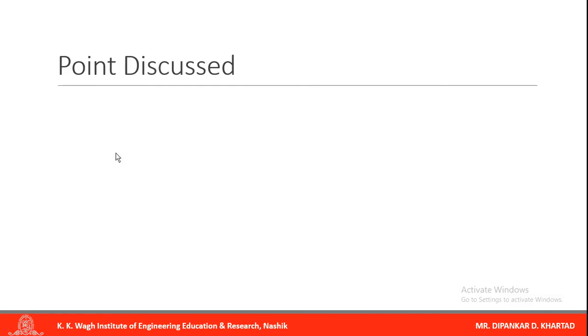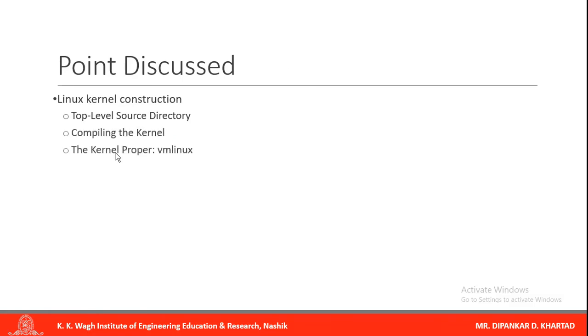Up till now we have discussed the Linux kernel construction. We started from the top level source directory, compiling the kernel, kernel proper vmlinux, kernel image components, and the last one was the subdirectory layout. Let's move on to the next video.